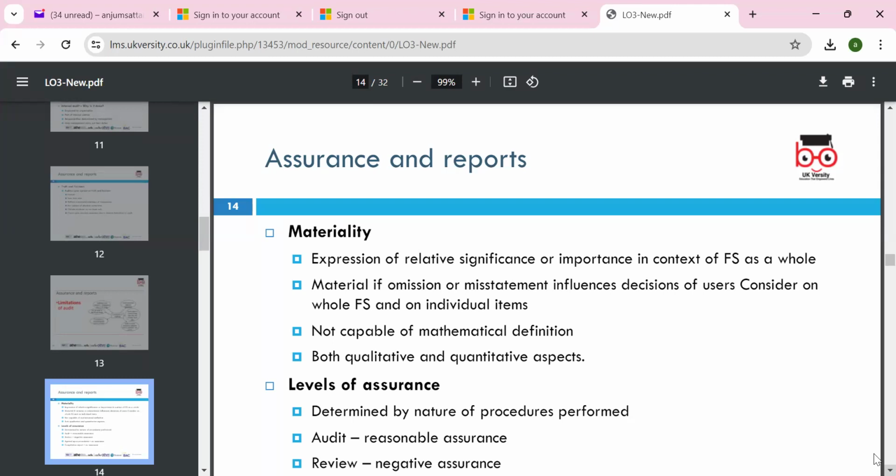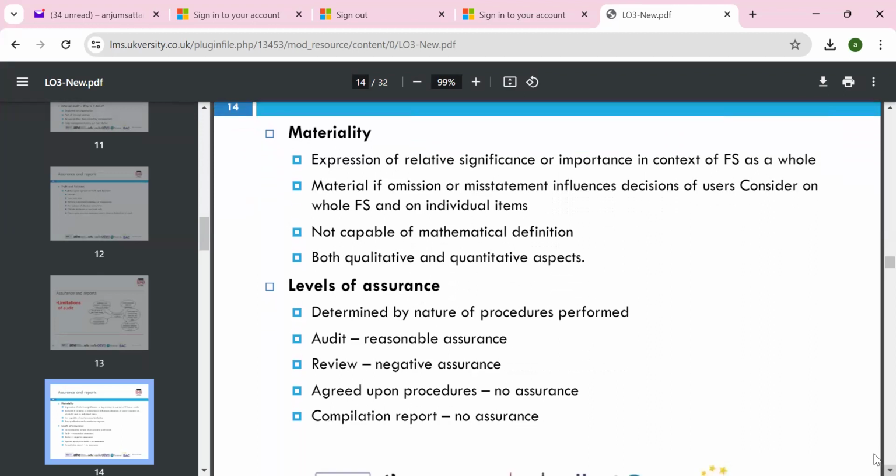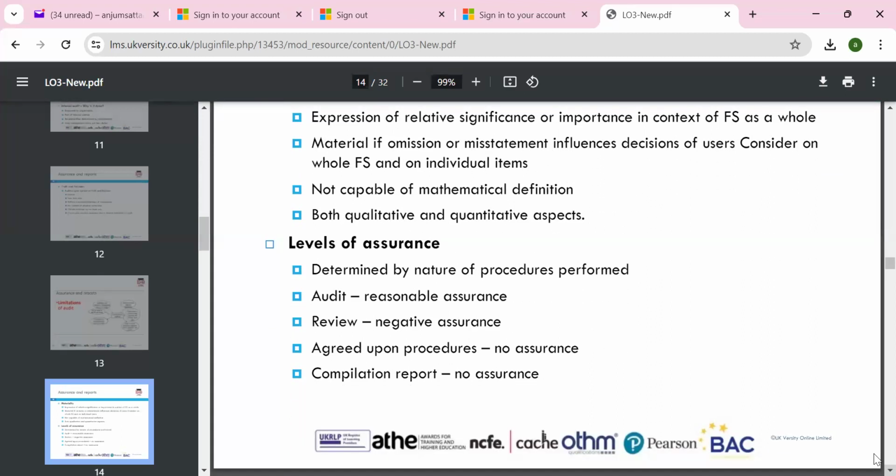Materiality is an expression of the relative significance imposed in the context of the financial statements as a whole. We can look at material omission or misstatement that influences the decision of the user, considered on the whole financial statements and on individual items, and not capable of mathematical definition. Both qualitative and quantitative aspects need to be considered. So the level of assurance is determined by the nature of the procedure. Audit, reasonable assurance; review, negative assurance; agreed-upon procedures, no assurance; and compliance reports.